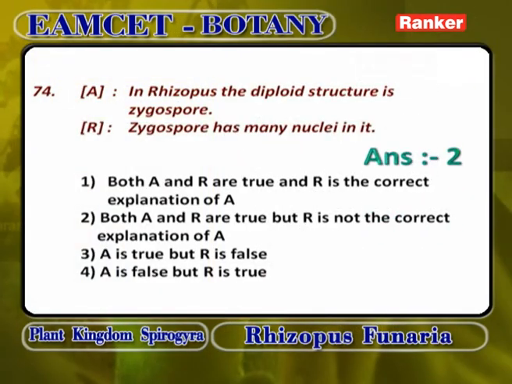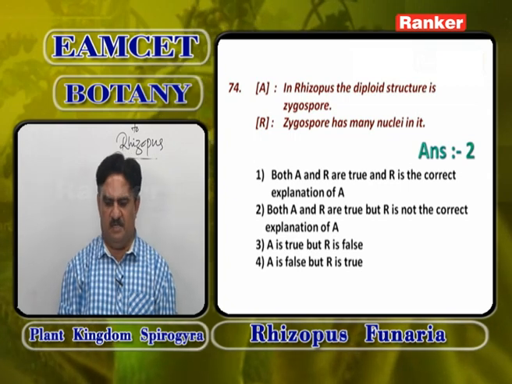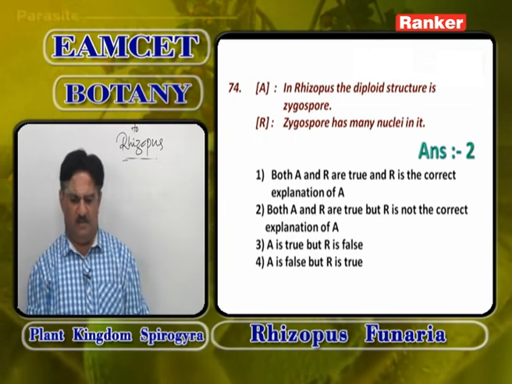In Rhizopus, the diploid structure is zygospore. This is correct because it is the only diploid structure. All the other structures are haploid, that's why the life cycle is called haplontic. Zygospore has many nuclei in it is also correct. Why? Because after germination, many diploid nuclei undergo reduction division and produce numerous nuclei. So, many haploid nuclei are present, many diploid nuclei are present.